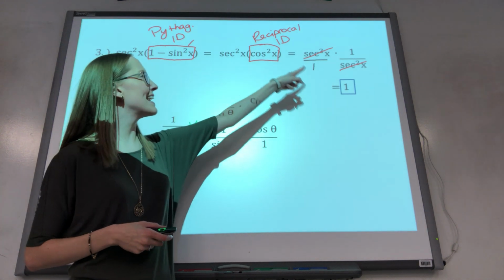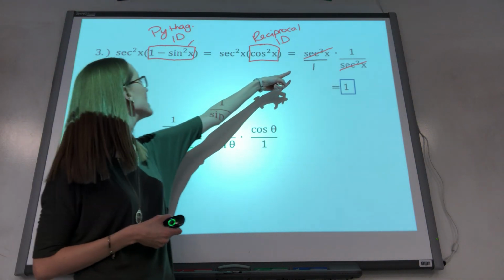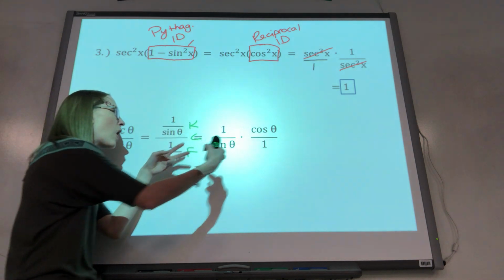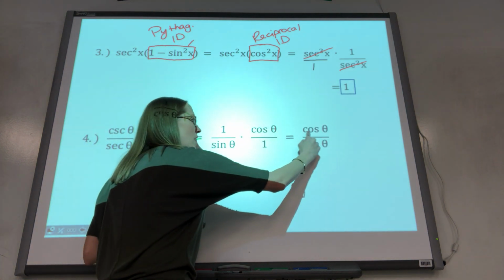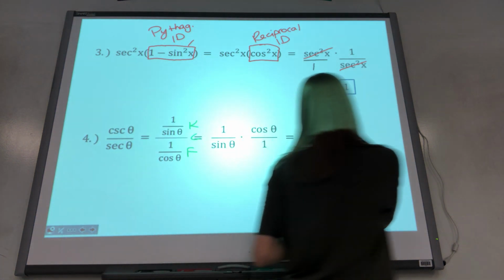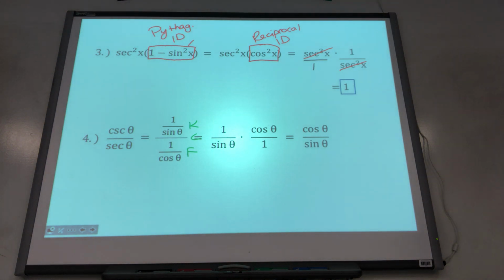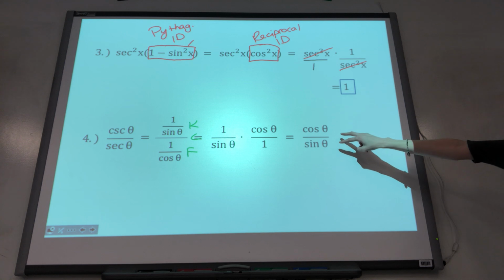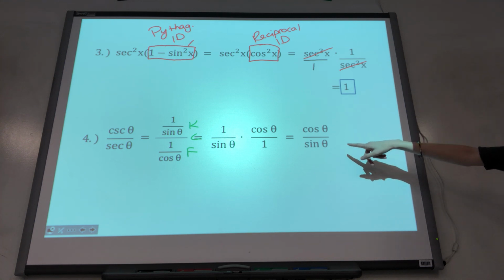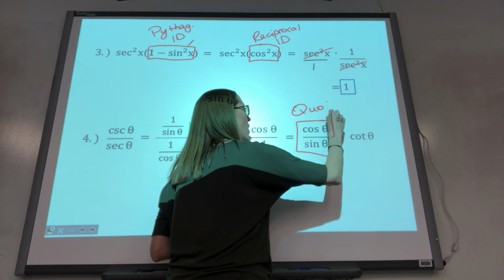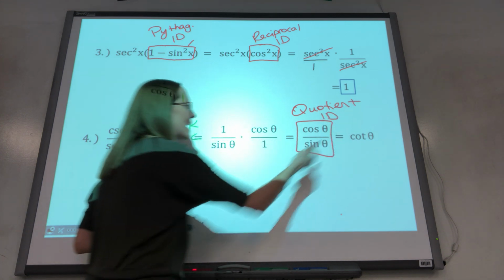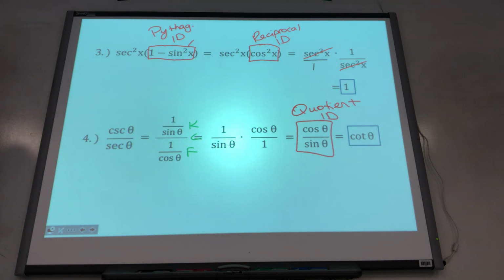And I'm not really getting anything to cross out like I did right here with number 3. So to multiply those fractions together, I'll just multiply across the top and multiply across the bottom. So right now it says cosine of theta divided by sine of theta. Now, does anybody recognize that off of our identities? Yes, very good. This is a quotient identity. And so that brings us down to cotangent of theta.